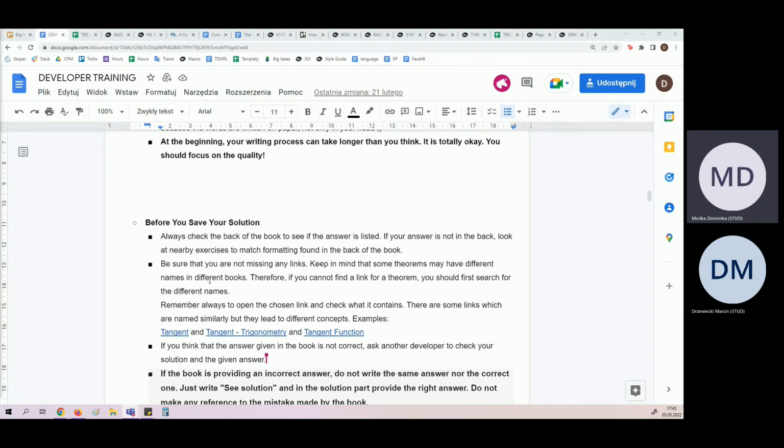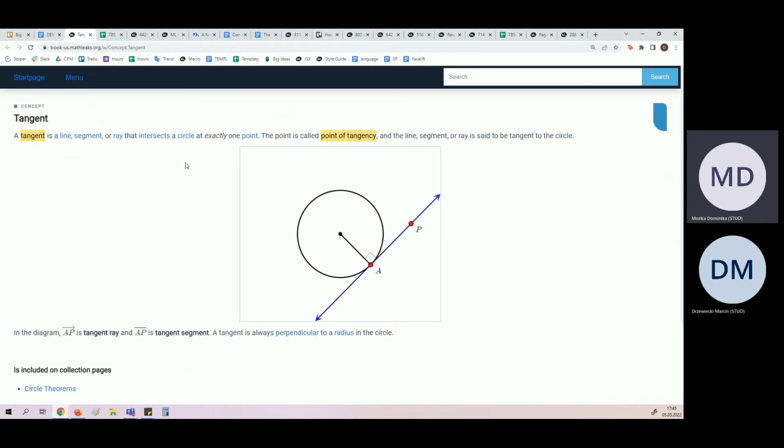But the thing that infuriates me the most when I'm proofreading is that people add links without even looking at the page they are linking. And that's actually very important because, for example, when we want to add a link to the tangent trigonometrical function, this is what a page for a tangent looks like. Because actually tangent is a line which intersects a circle at exactly one point. And if this is a link in a page for trigonometry, this means that someone just didn't even care to open this link.